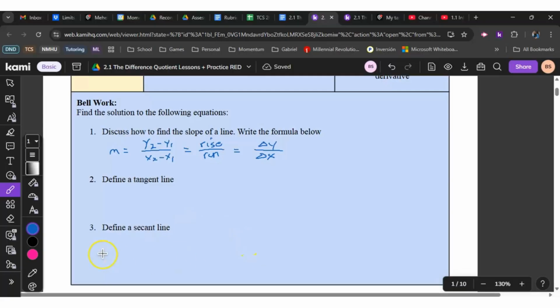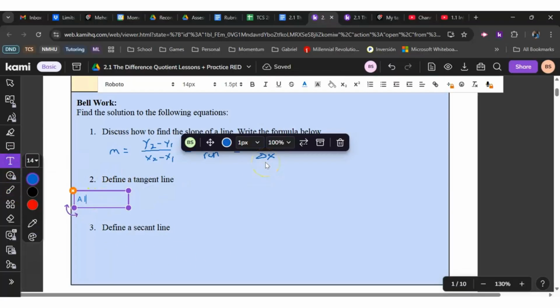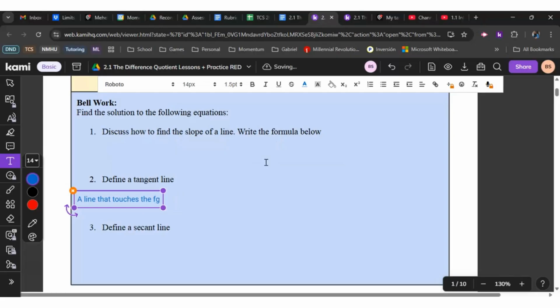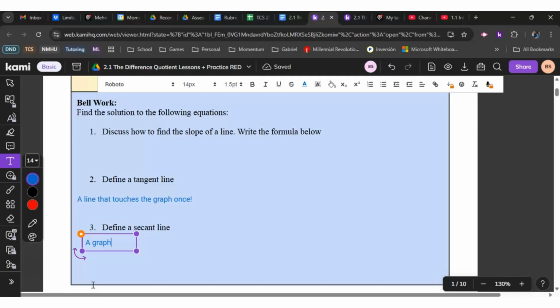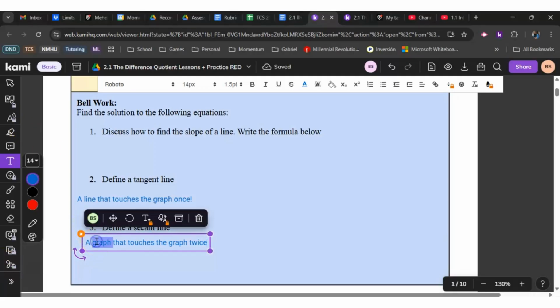Amazing. All right, what's a tangent line? A line that touches the graph once. And a secant line? Twice. There we go. All right, obviously it's not a graph that touches the graph twice. It's a line.